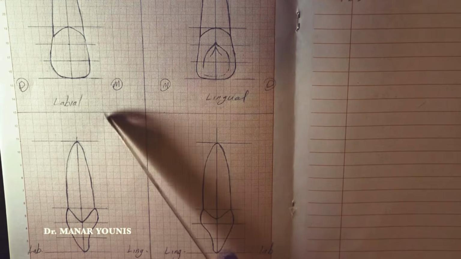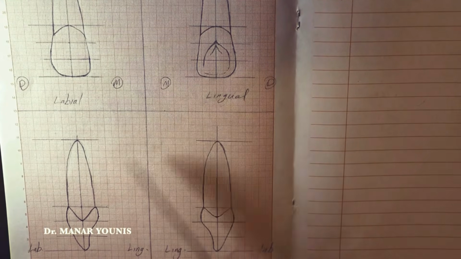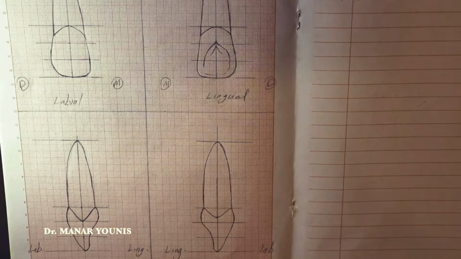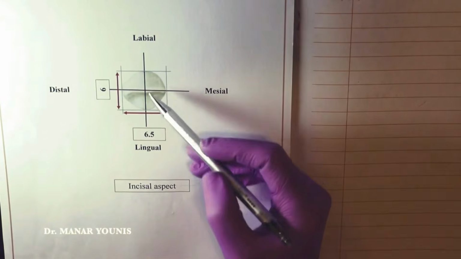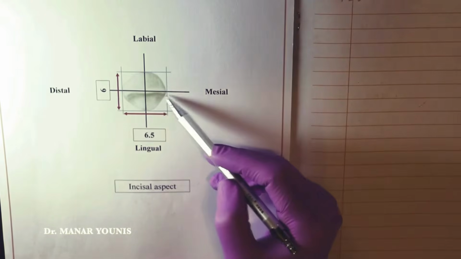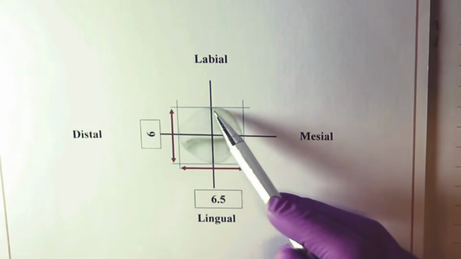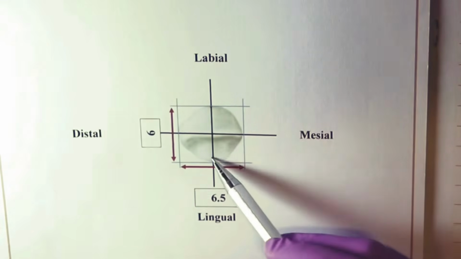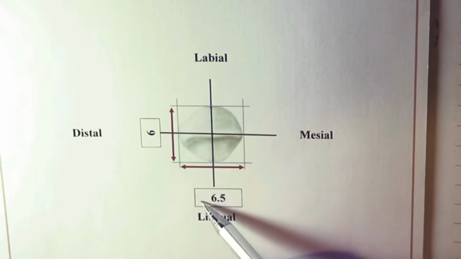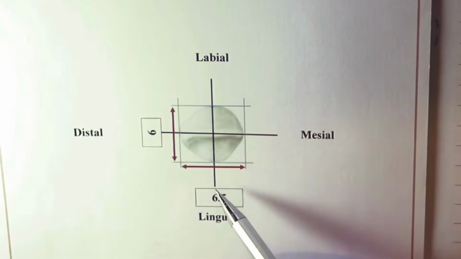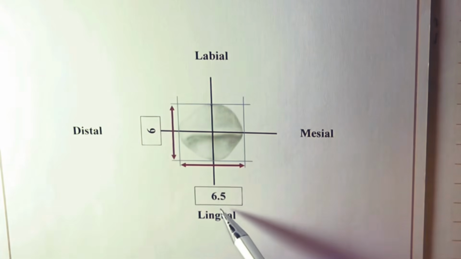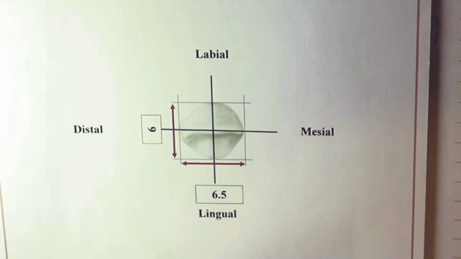Finally, I will draw the incisal aspect in the center of the graph paper. 2 measurements of the crown table are needed. This is the mesiodistal diameter, which is 6.5, and the labiolingual diameter, which is 6. You can notice that the difference between the mesiodistal and labiolingual is very much less than that of the central incisor. It's only 0.5 mm.